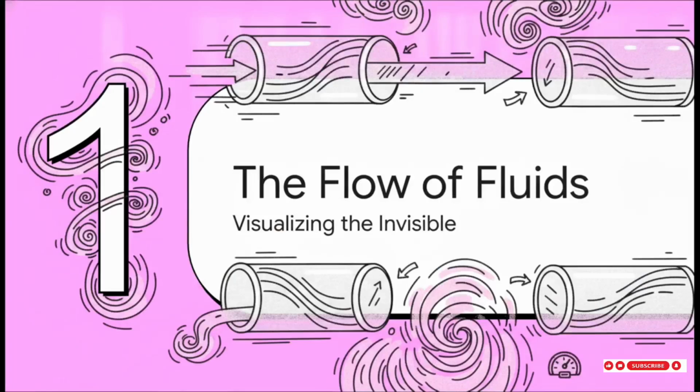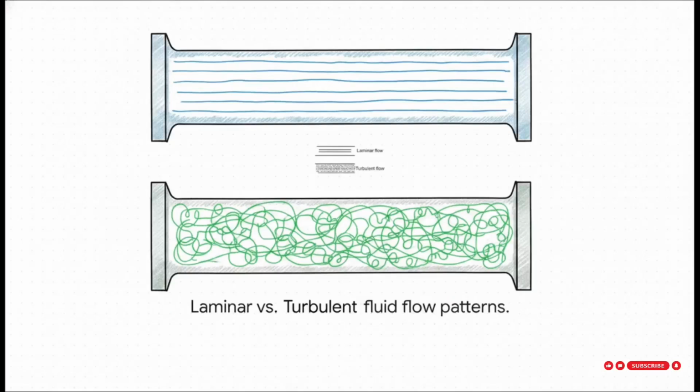Section 1. The flow of fluids. Let's visualize the invisible. To really grasp the math we'll be using later, we first have to picture how fluids actually move inside a pipe. You know, it's almost never just a solid block of liquid moving together perfectly. We essentially run into two fundamental types of flow: the smooth, distinct lines of laminar flow, and the completely chaotic, wavy lines of turbulent flow.